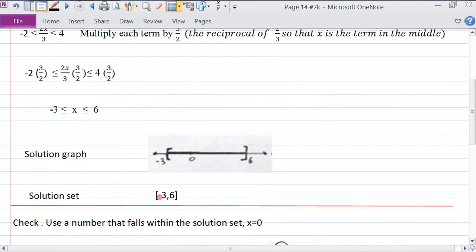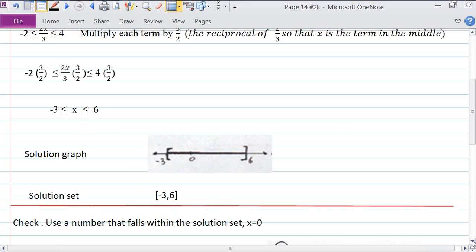I can show this with the notation minus 3 here and 6 here, and because it includes these two as equal, this is the lower number, this is the higher number, and because the solution includes the equal sign right here and right here, we include a square bracket.